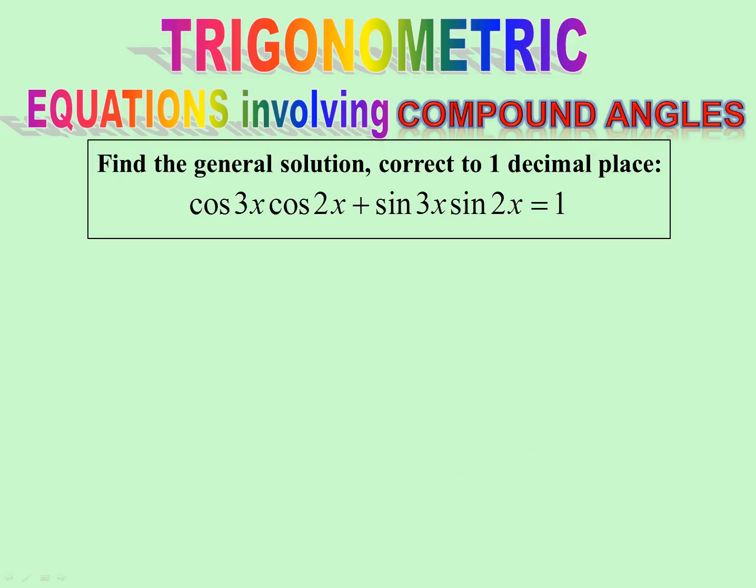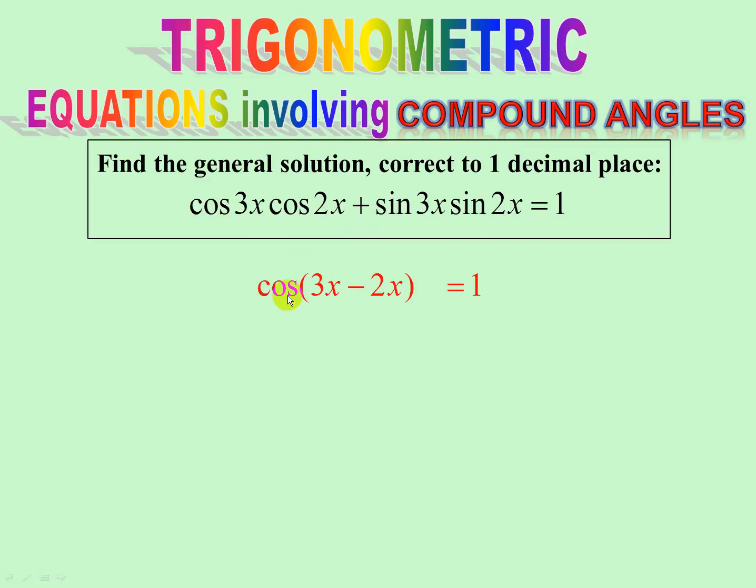Right, another one, similar thing. Have a look. Cos, cos, sine, sine. Cos 3x cos 2x, sine 3x sine 2x. Oh, that's the cos expansion pattern. Of course, remember, cos is not sine, so therefore it's not careful about its sign. So therefore, this is the expansion for the minus. So therefore, we have cos of 3x minus 2x equals 1.